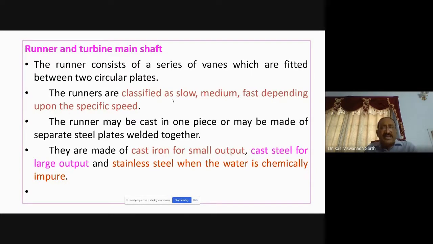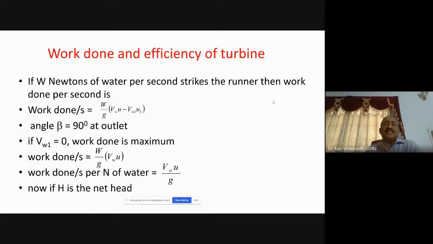They are made of cast iron for small output, cast steel for large output, and stainless steel when the water is chemically impure. Naturally, if the water which is used for the generation of power is not chemically sound, then we may use even stainless steel. The entire casing also, and the runner also, would be made of stainless steel. Then that is all about the working.